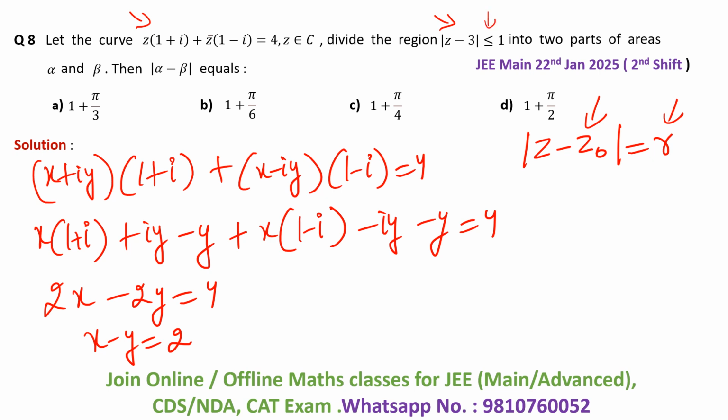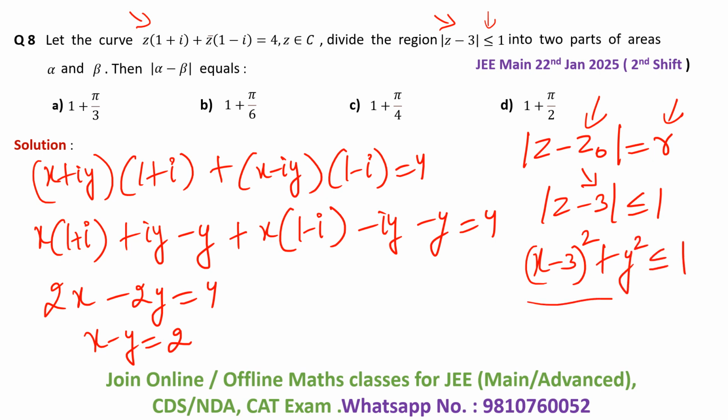Now less than or equal to represents that region which is lying inside the circle and on the boundary of the circle as well. Fine. So here it is mod of z minus 3 less than or equal to 1, which means the coordinates of the center of the circle are 3, 0 and radius is 1. So I can say the region is (x minus 3) whole square plus y square less than or equal to 1. Fine. Now students, let us plot this figure.